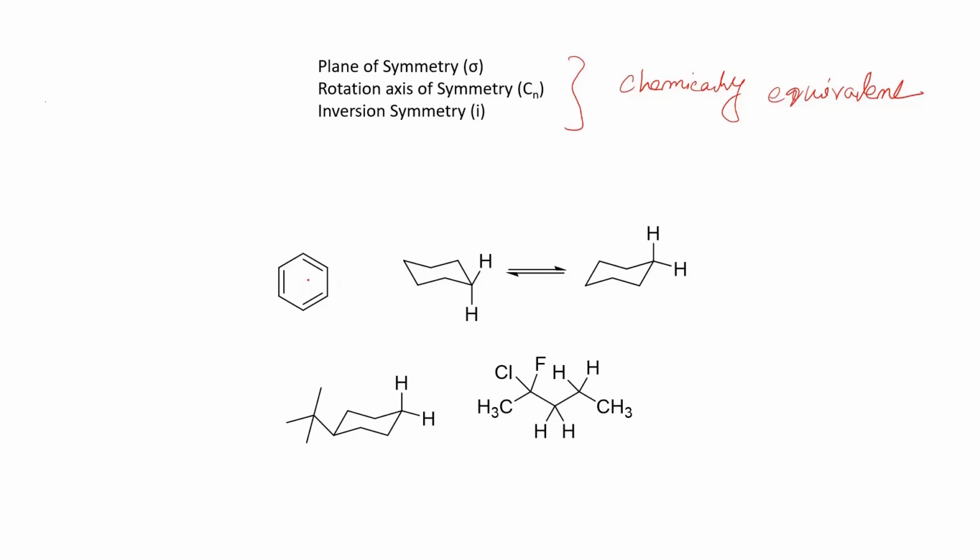Let's take normal benzene. It has a C6 axis, sigma planes like these, and there is also a C6 axis. So that's why all the protons are equivalent. That's why we get only one peak in 1H NMR.